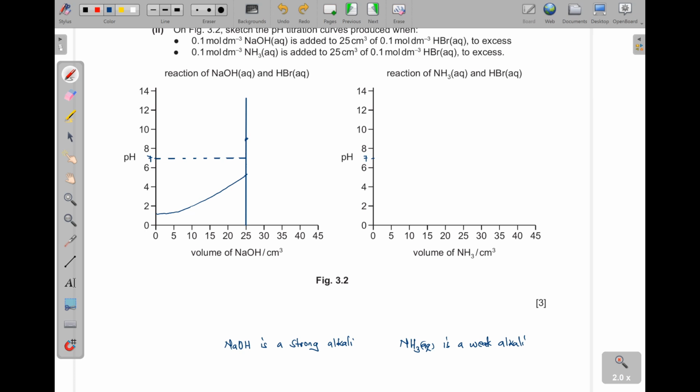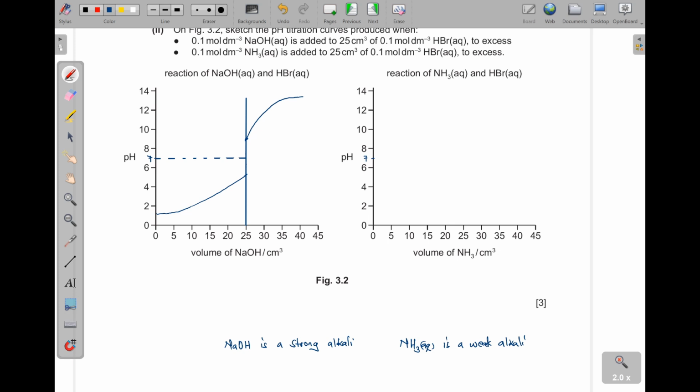And then since sodium hydroxide is a strong alkali, the pH curve will head to values that are greater than or equal to 12. Okay, so it will curve off like this because it is a strong alkali, from 12 and above. That's why I'm drawing it like this, from 12 and above. Okay, so that is that.